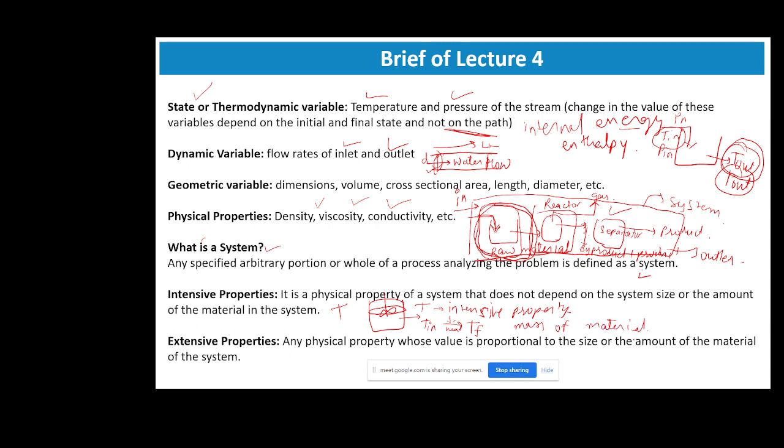So the amount of heat, or the amount of energy, required to raise the temperature will depend on the mass of the material, because the lesser the mass, the lesser the amount of energy you will feed to raise the temperature. Such properties, like energy or volume, depend on the amount of material. So those are termed extensive properties.